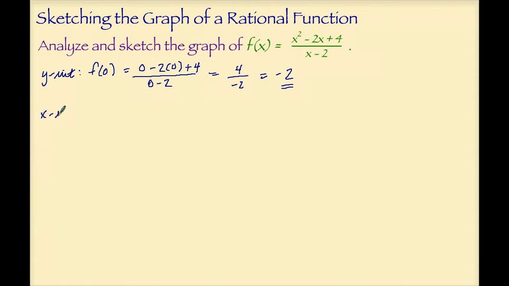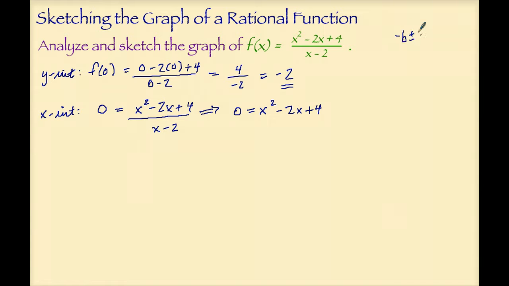For the x-intercepts, we set the function equal to 0. The y value is 0, and then we solve to find out what x values make this true. So we'll have 0 equals x squared minus 2x plus 4 over x minus 2. Of course, when you have 0 equal to a fraction, you really need to only set the numerator equal to 0 in order to solve for x. And even though this is a quadratic, it does not factor. So we're going to have to use the quadratic formula.